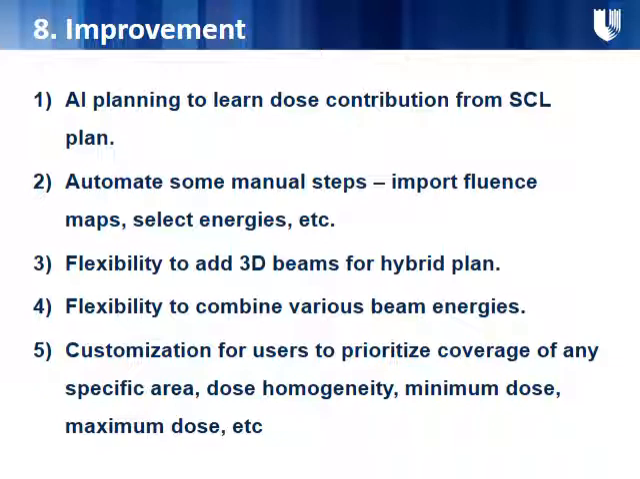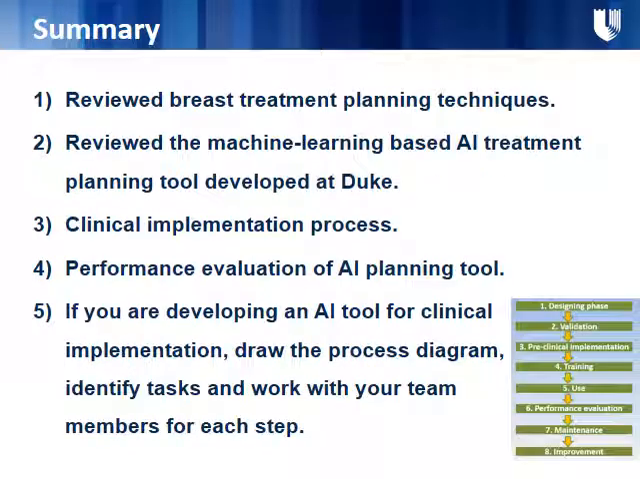And also, users gave some feedback that there are some manual steps, where we have to import fluence and select energies. These can be automated as well in the next version. And for flexibility, we wanted to combine this irregular surface compensator field with the 3D field. And also we need to combine various beam energies. That flexibility should be given to users. And some customization should be done to prioritize coverage for any specific area, and prioritize homogeneity versus coverage, minimum dose, maximum dose, and users should be able to customize.